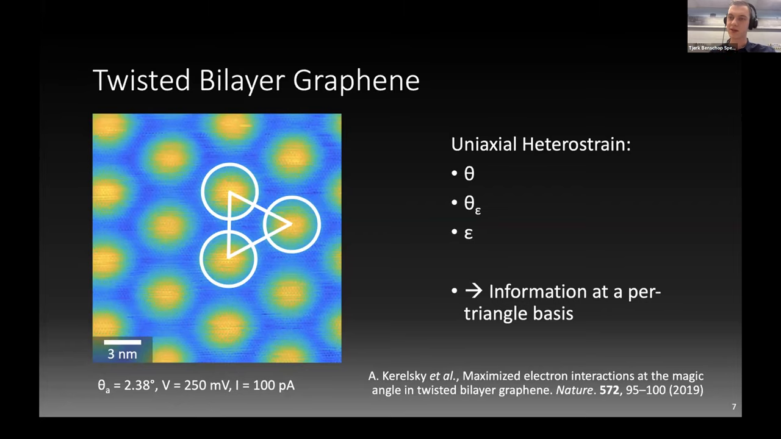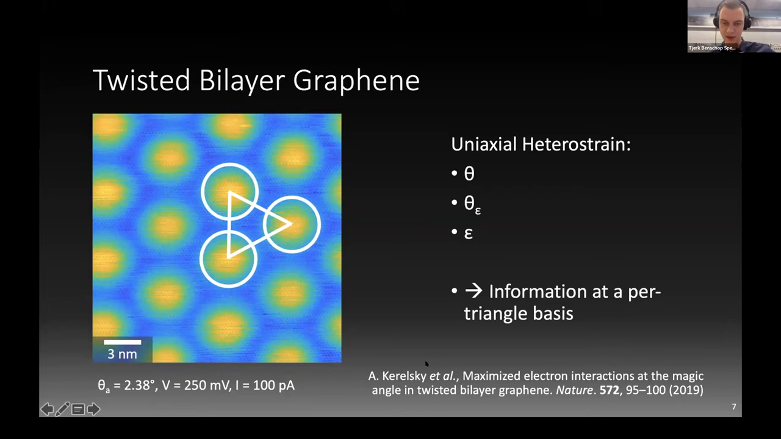But you can imagine that if there is some sort of strain or intrinsic strain in your twisted bilayer, then the sides that make up this Moire lattice no longer need to be isotropic in all directions. That means that the sides of this triangle no longer need to be equidistant.